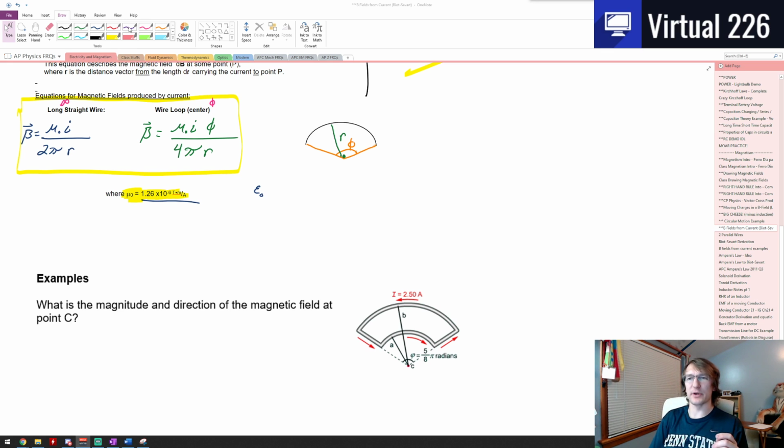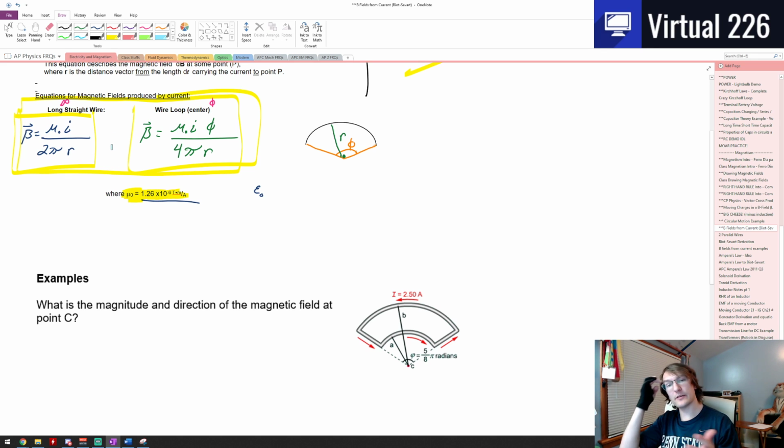We are back with Ampere's laws. Okay, so we just finished up talking about Biot-Savart, where we have a long straight wire or a wire loop from these two equations. These amazing equations here. And we're going to take a look at some examples here, okay?